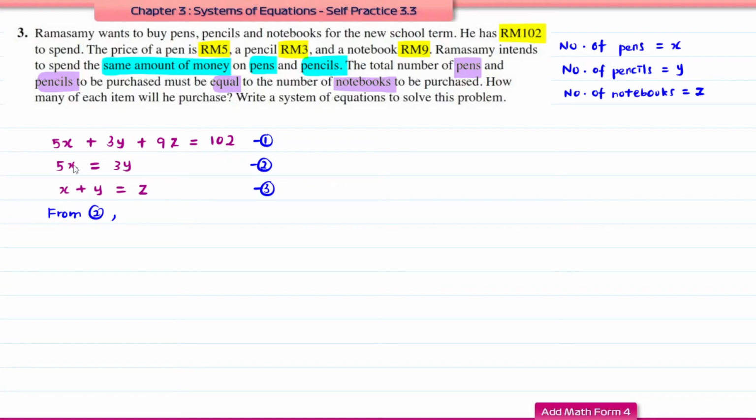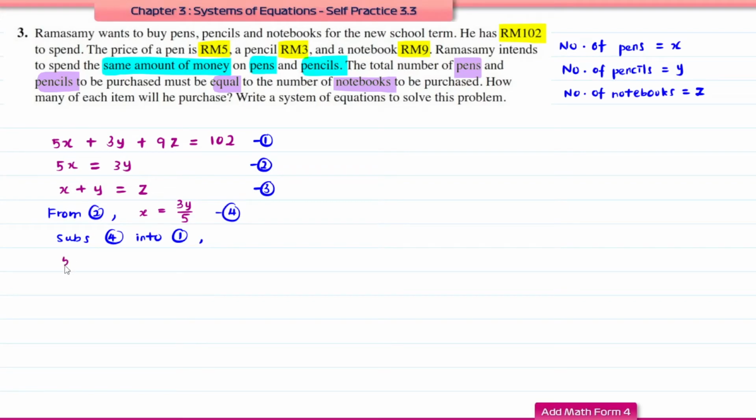From equation 2, I'm going to let x be the subject of the formula. So x is going to be 3y divided by 5. This one I'm going to label as equation number 4. I'm going to use equation number 4 and substitute it into equation 1 and equation number 3. The first one, I'm going to substitute equation 4 into equation 1.